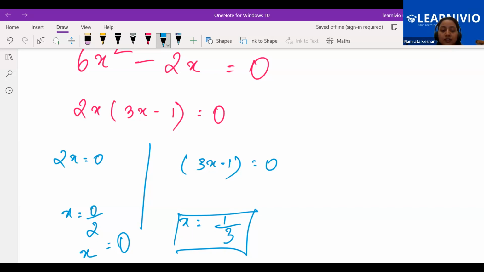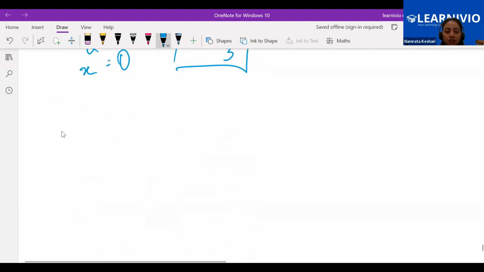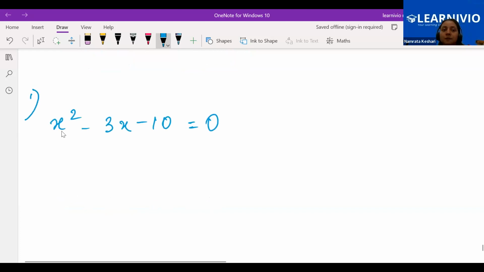So today we are discussing how to find the solution of the quadratic equation, and the question is x square minus 3x minus 10 is equal to 0. Find the solution of this quadratic equation. By splitting the middle term, it will be possible.